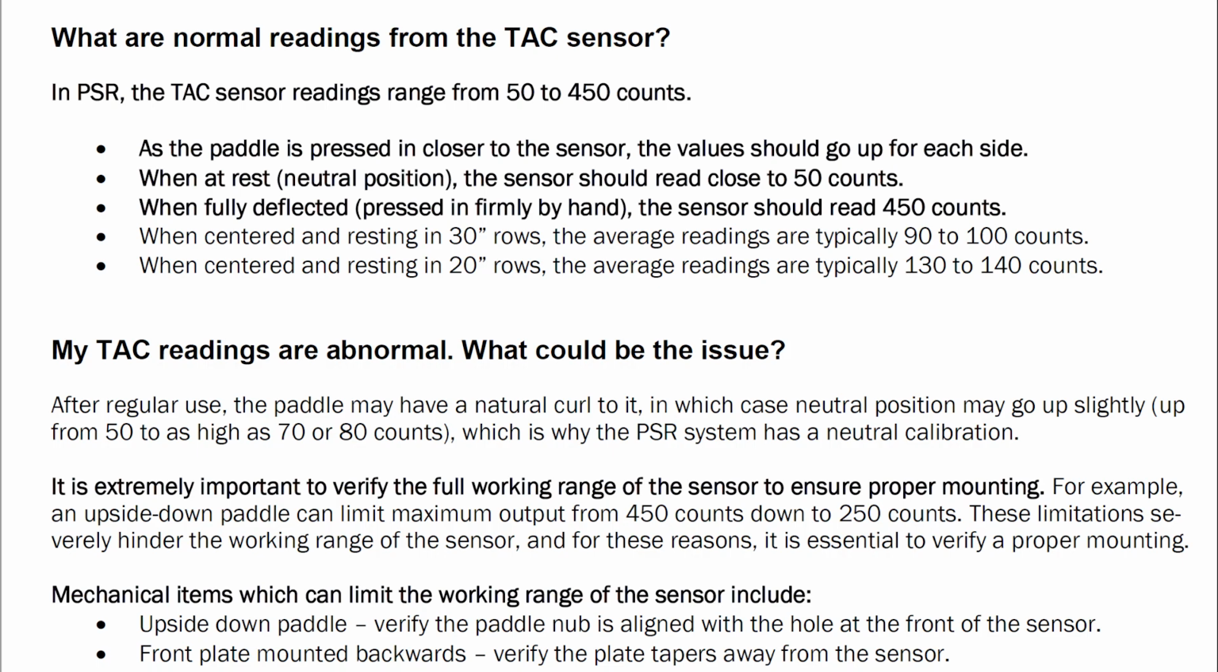30-inch rows, it's not that, it's a little bit lower. You're a little bit further from the crop on both sides. Now you're 15 inches from the corn, from the center of the TAC sensor. Now you have a reading around 90 to 100 until you get closer to the crop.